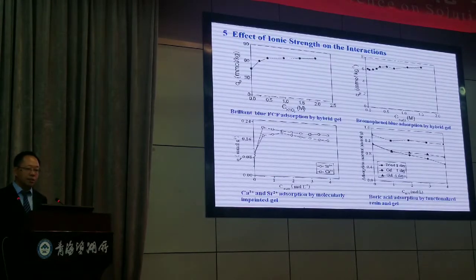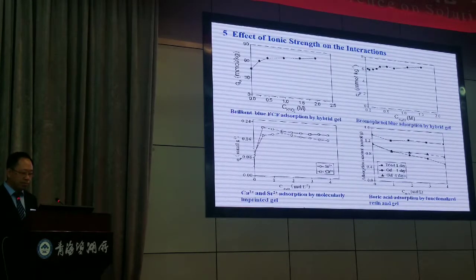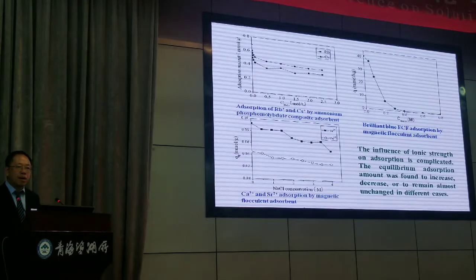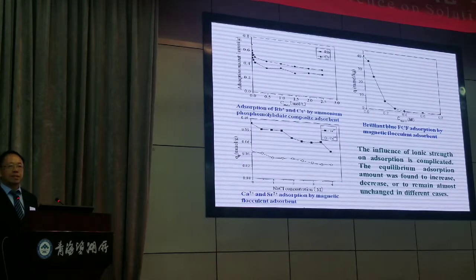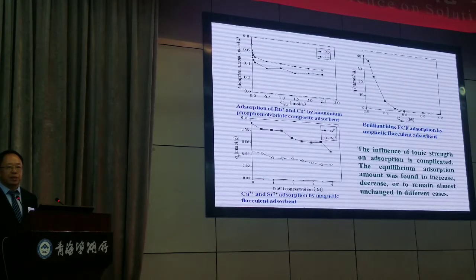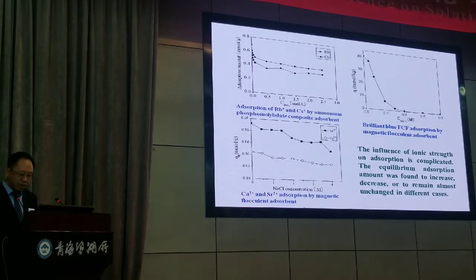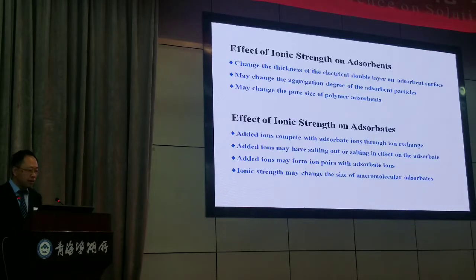Effect of ionic strength on the interaction. From the above figures, we can see that the influence of ionic strength on adsorption is complicated. The equilibrium adsorption amount was found to increase, decrease, or remain almost unchanged in different cases. Effect of ionic strength on adsorbents: it can change the thickness of the electrical double layer on the adsorbent surface.